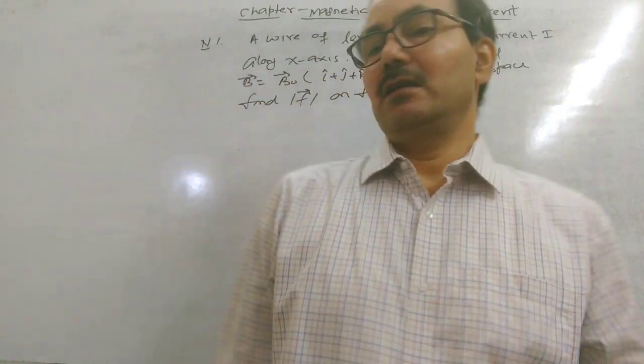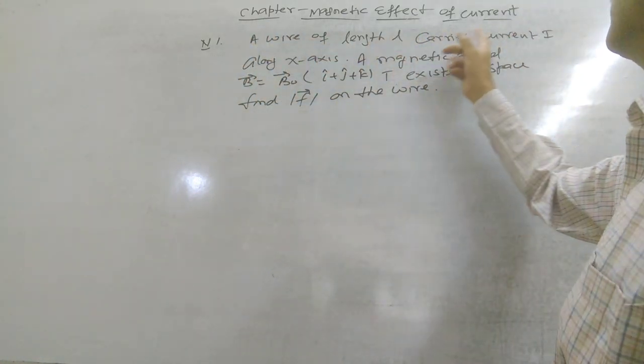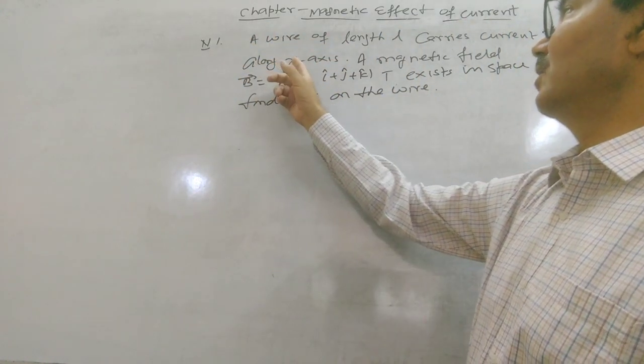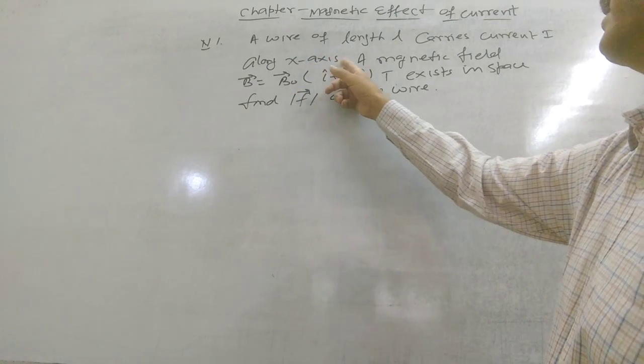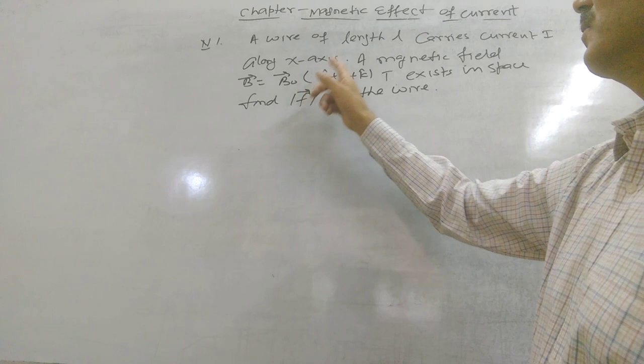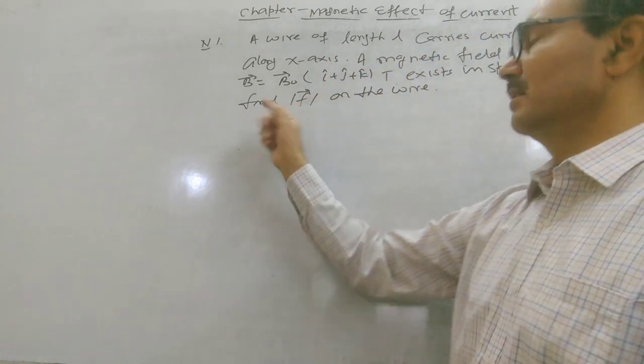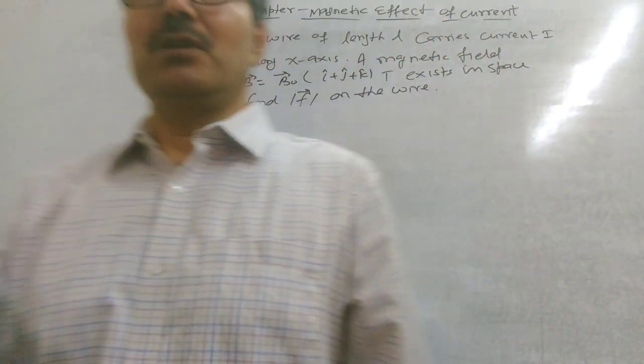न्यूमेरिकल करते हैं, इसी पर बेस देखिए. नंबर 1 न्यूमेरिकल: A wire of length L carries a current I along x-axis. A magnetic field B vector is equal to B naught into (I cap plus J cap plus K cap) Tesla exists in the space. Then find the magnitude of the force on the wire.